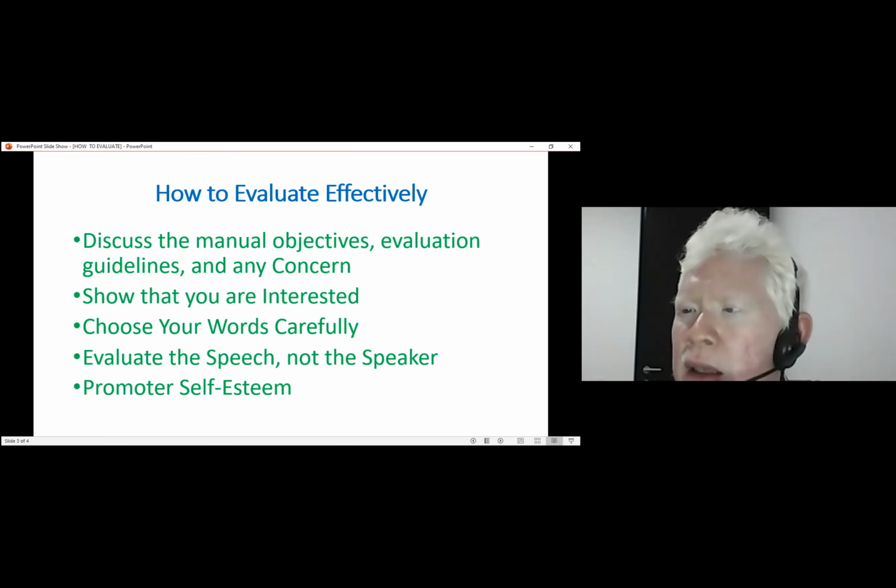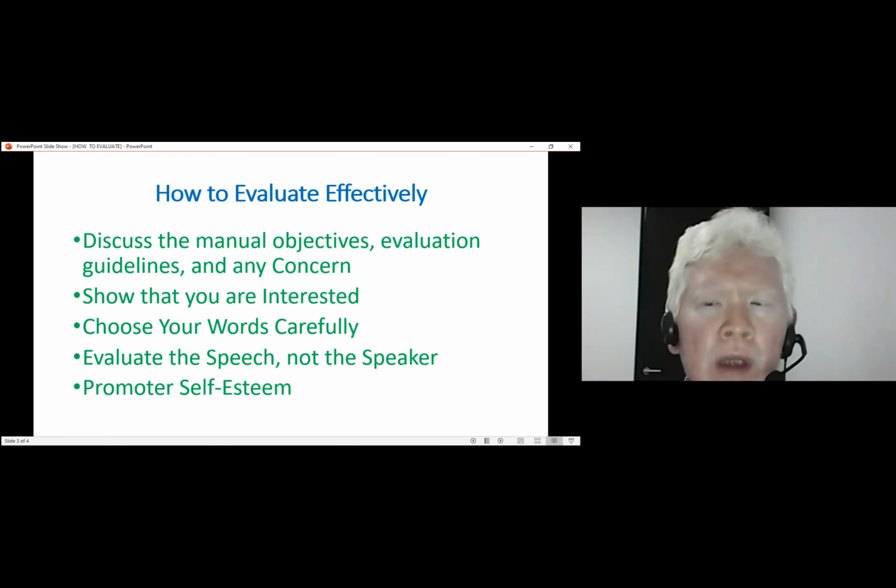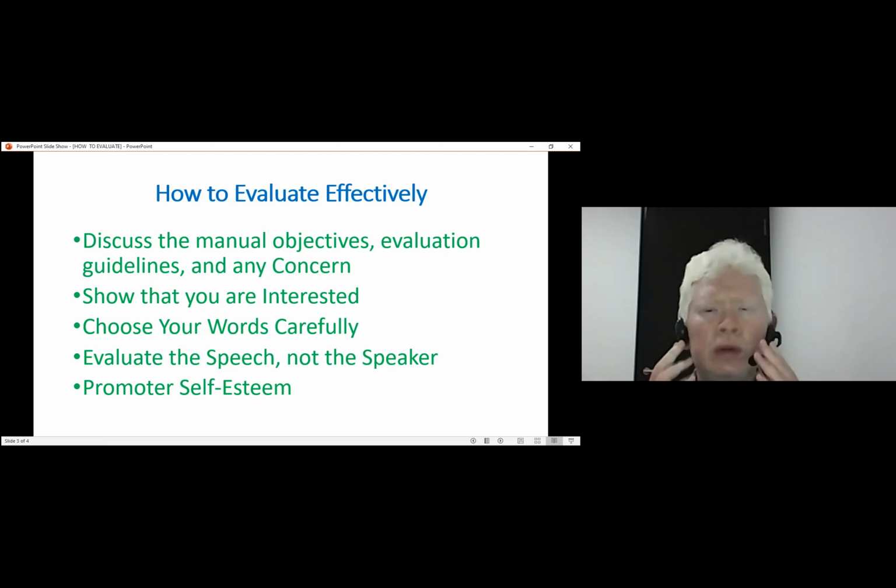This is very important because if you do not choose your words carefully, it will discourage your speaker. As an evaluator, please avoid saying such things as "you fail to do so," "your body movement is bad," or "you should have done that. You should have done this," or "your opening is awful." Of course, we must avoid doing such things. Otherwise, the speaker will never want to do the speeches again.